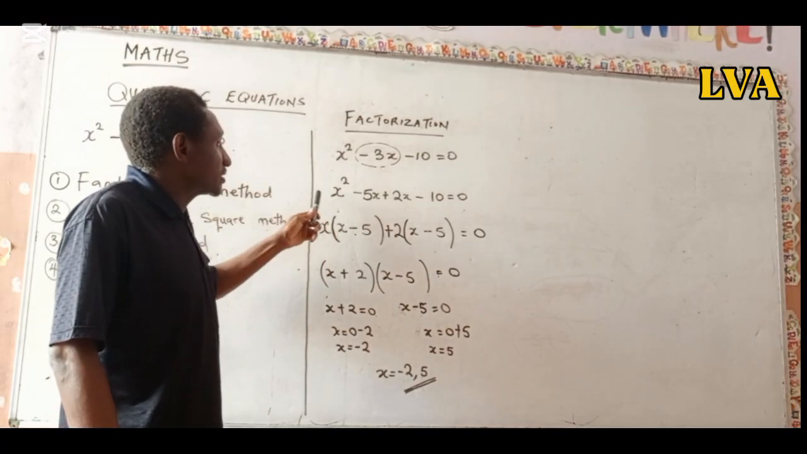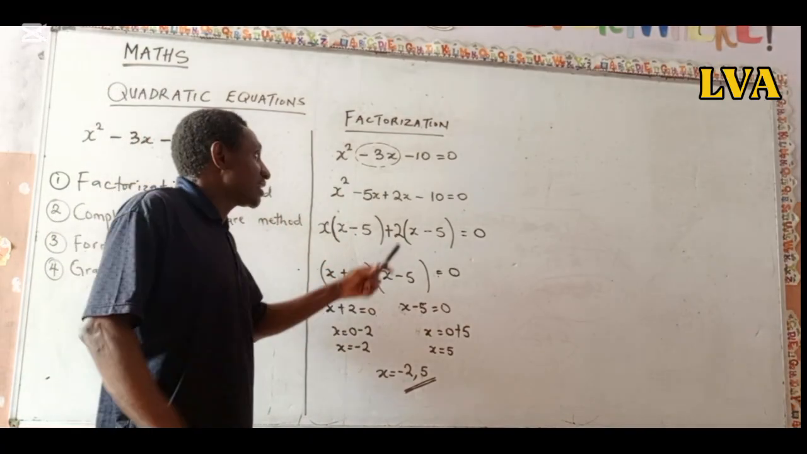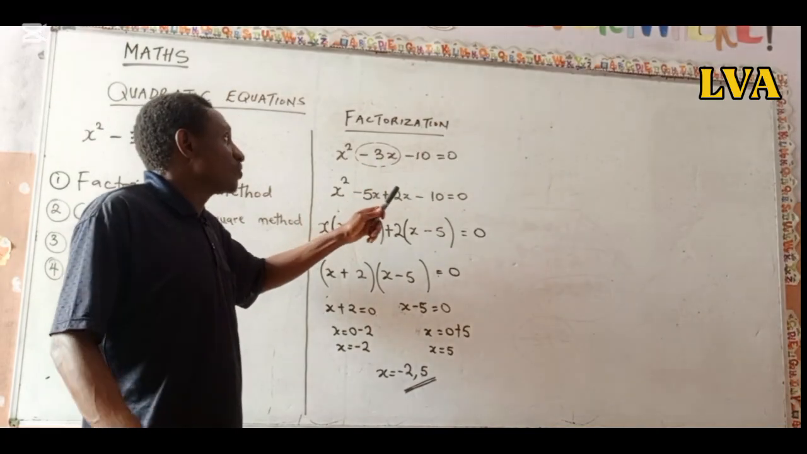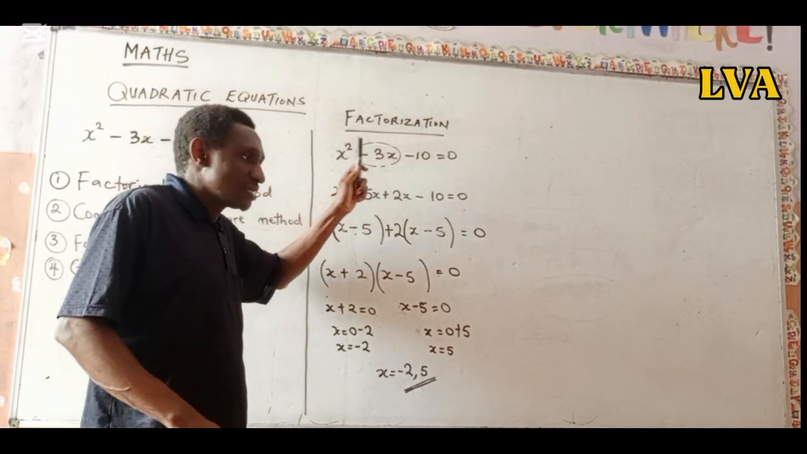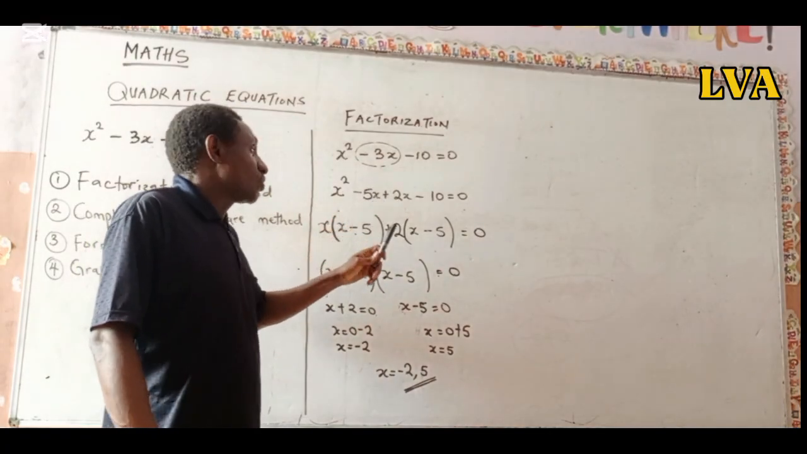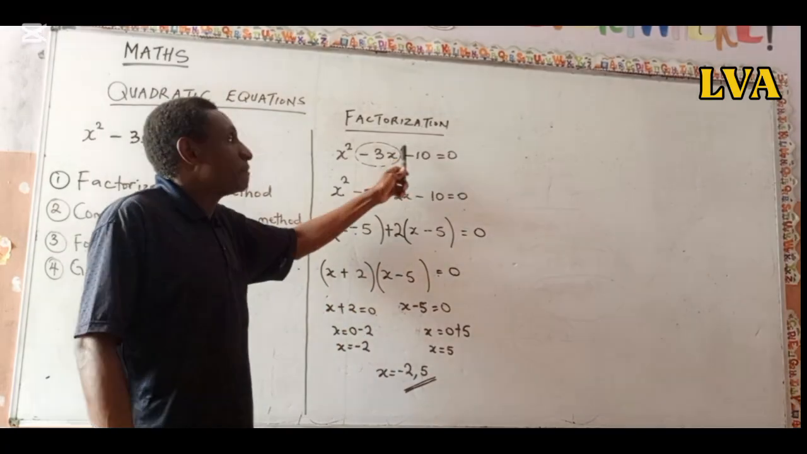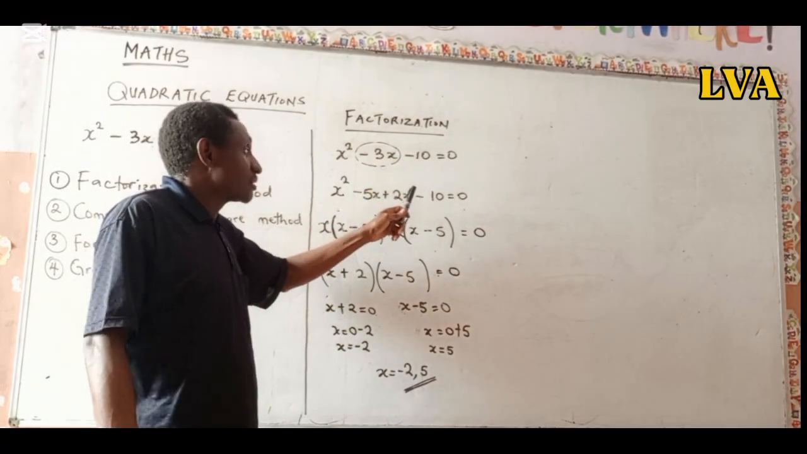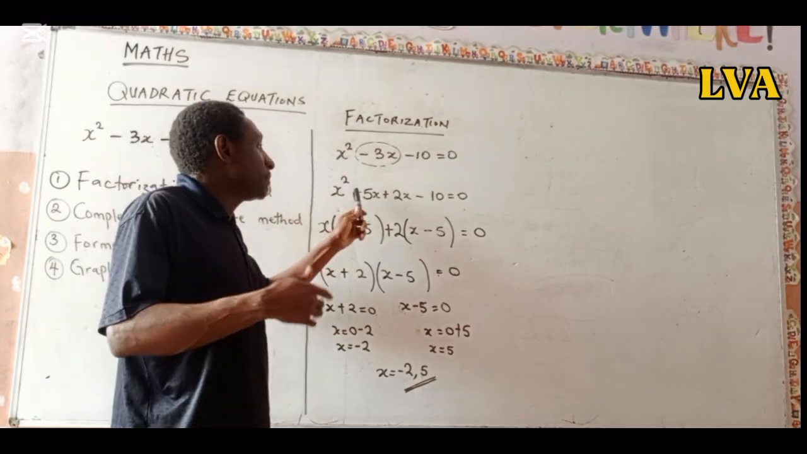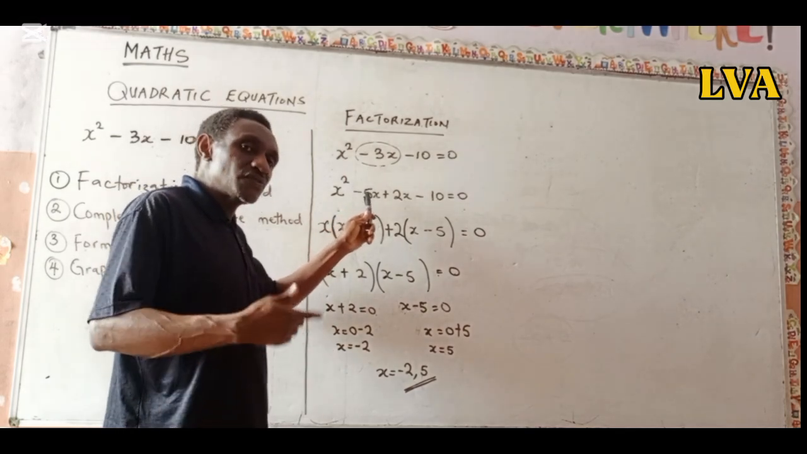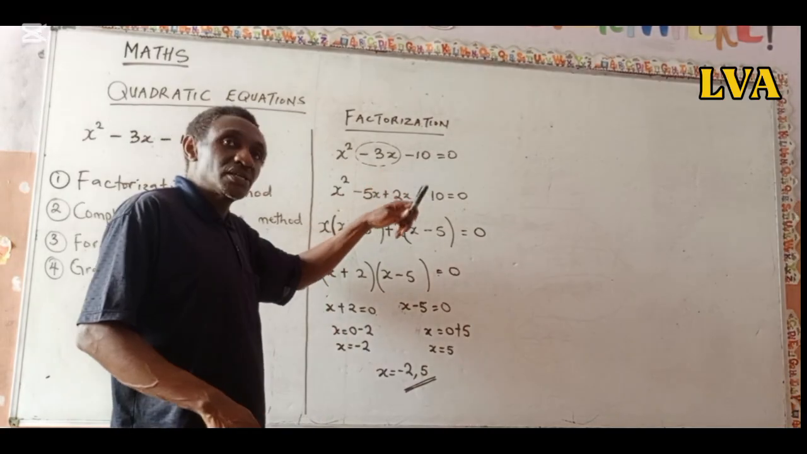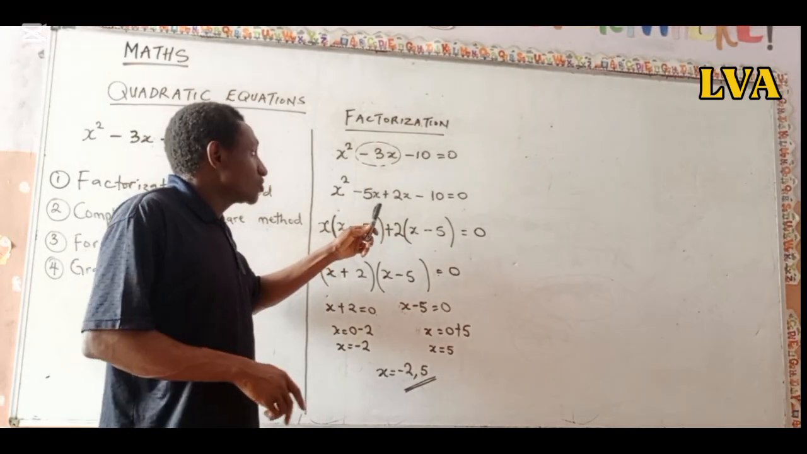Okay, so you see that I've been able to get two numbers that when you multiply will give you minus 10, and when you add will give you minus 3. And we have been able to get those two numbers to be minus 5 and plus 2, where minus 5 and plus 2 give us minus 10 when we multiply, and give us minus 3 when we add, because minus 5 plus 2 is minus 3. So it gives us minus 10 when we say minus 5 times plus 2. So I've got those two numbers.